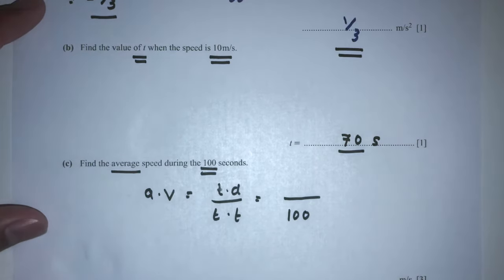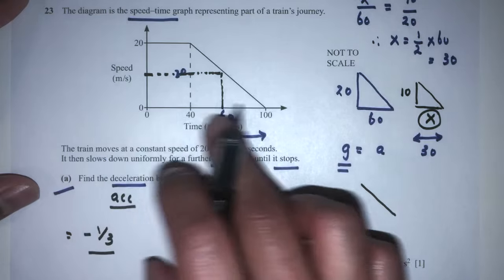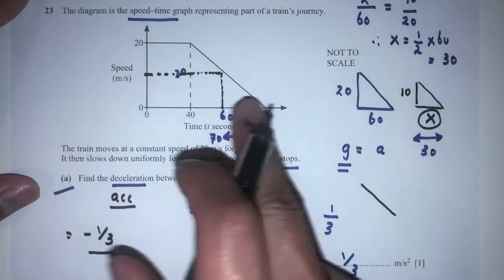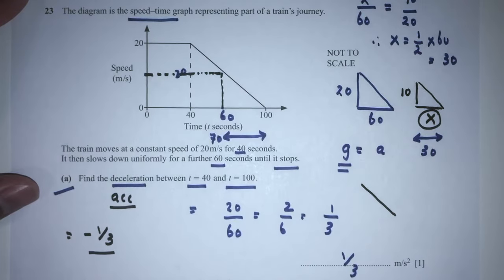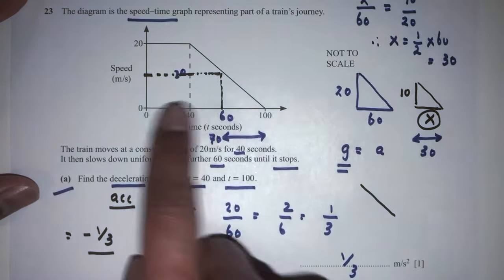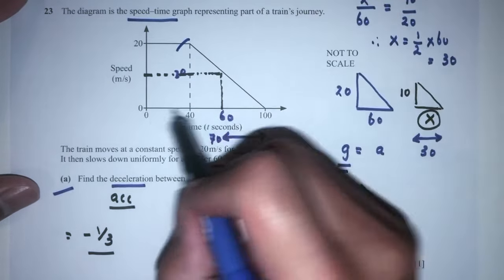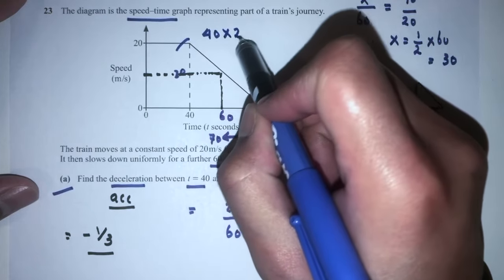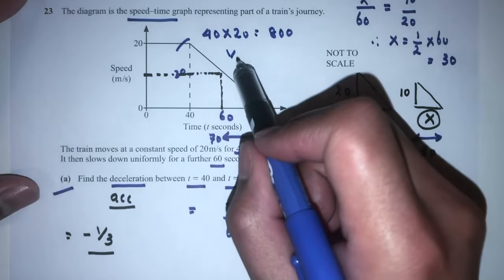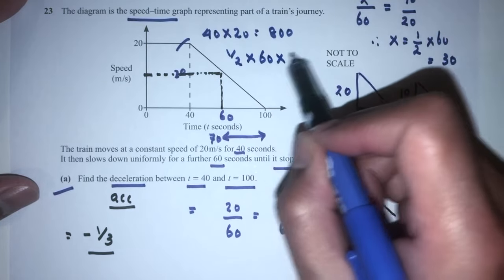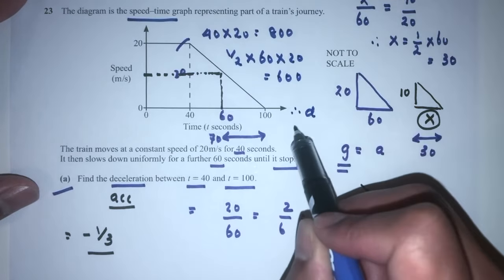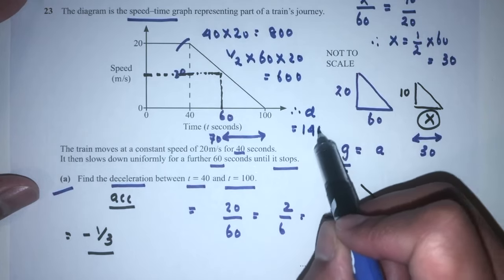Let's see. If you observe, we can break it down into two pieces, one a rectangle and one a triangle. Or you can just take the whole thing as a trapezium. It is up to you. Let's do the easiest way, which is rectangle and triangle. The rectangle is base 40 times height, that will be 800. The triangle is half times base times height, that will be 600. So together the distance will be this plus this, that will be 1400.